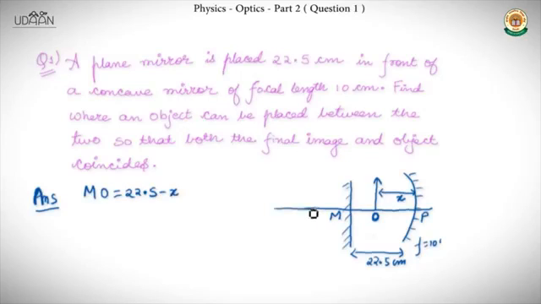and let there be an intermediate image formed by the object by the plane mirror, which is somewhere here. Now recall that we learned that the image distance and object distance in a plane mirror are the same. So MO and I dash M are the same, which is equal to 22.5 minus x.